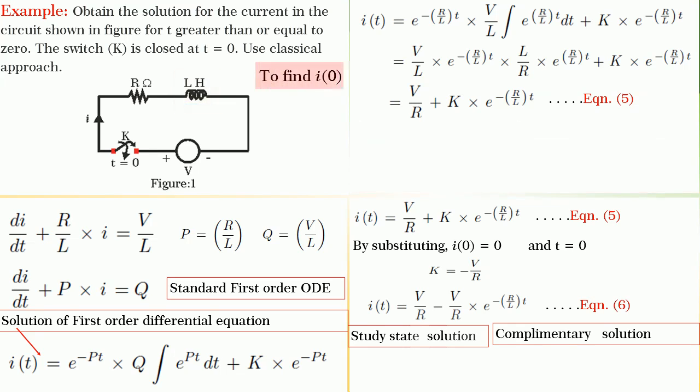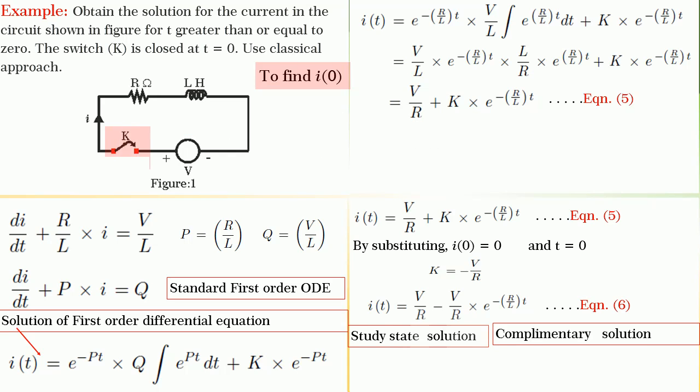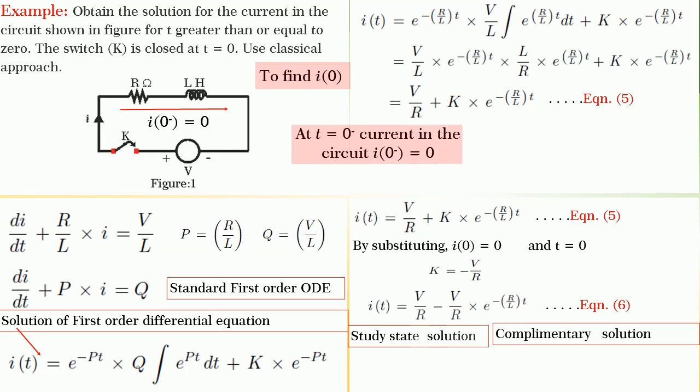To find i(0), consider the circuit before the switch is closed at t = 0. What is the status of the switch before t = 0, or t = 0 minus? Friends, it is open, we know. So, when the switch K is open, the voltage V is not applied, and K is open for a long time. Hence, at t = 0 minus, the current in the circuit i(0-) is equal to 0.